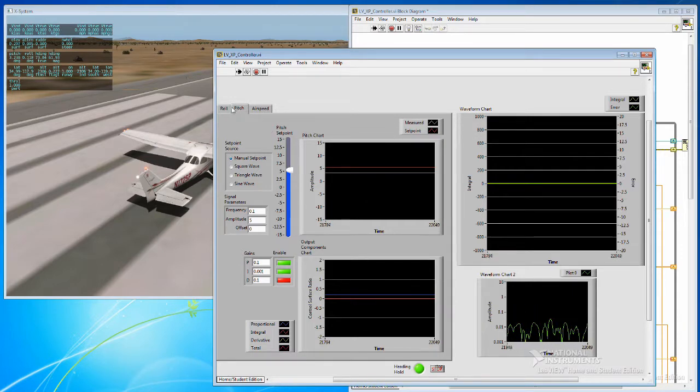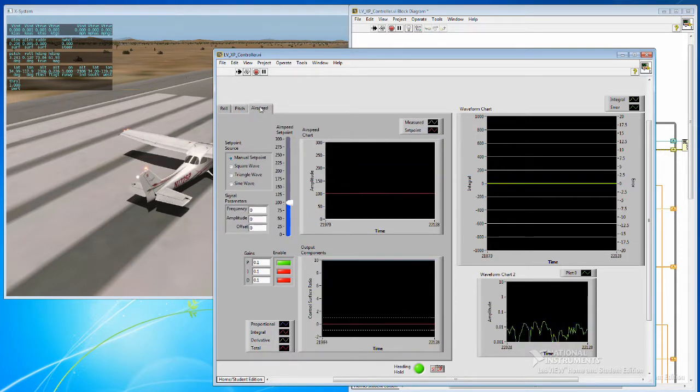Right? Whereas if on the other hand we were to go and look at airspeed, where I haven't made that modification to the integral, and we were to enable the integral here, we'll see it will start winding up like we would expect.